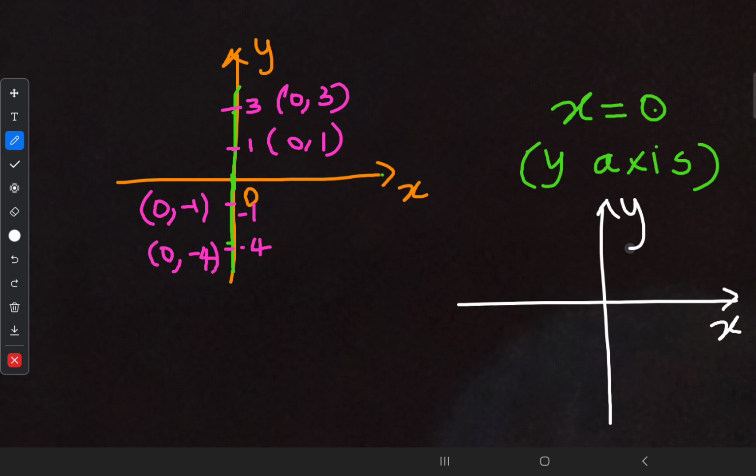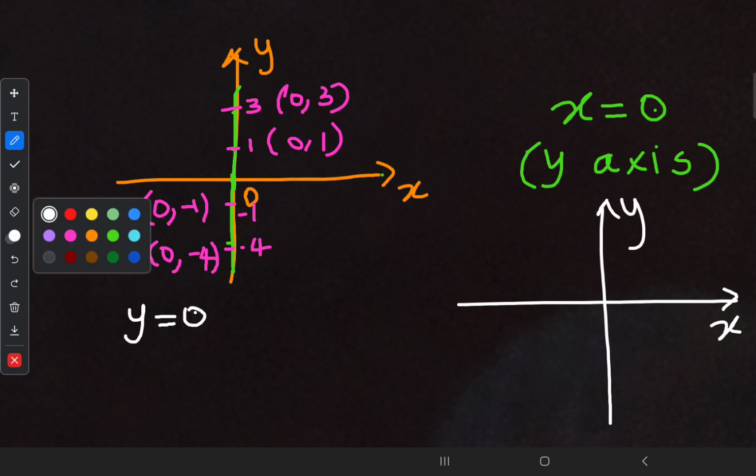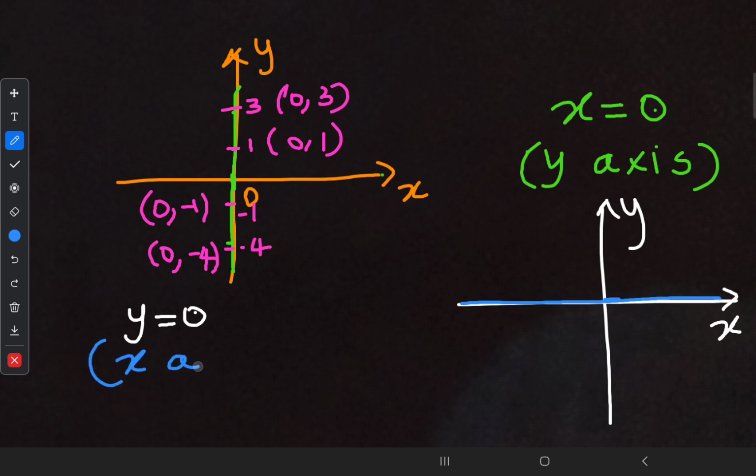Here my question is to draw a straight line going through y equals 0. Y equals 0 means, in the y-axis, where is our 0? This is our 0. So we have to draw a straight line through this. That is our exact x-axis. Y equals 0 means that is our x-axis.